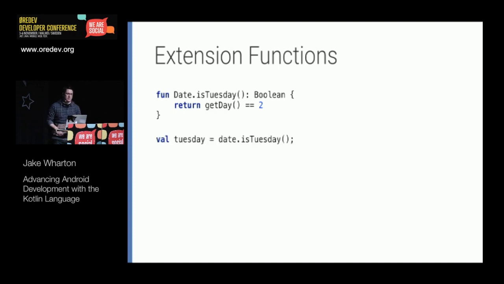Okay, and then, yeah, this is how we would call it. So now if we have a variable in that same file, our date objects would now have an isTuesday method, and you would call that like any other method on date.